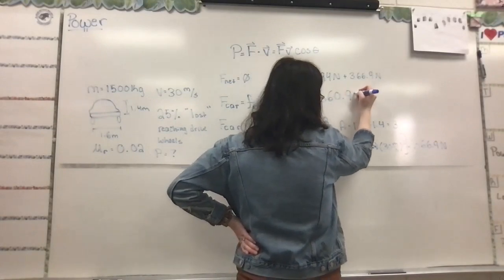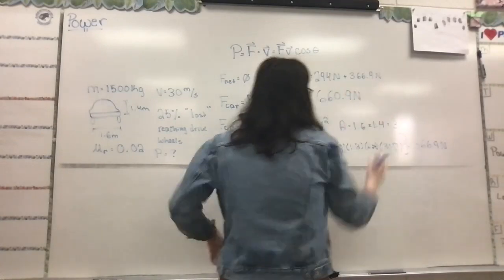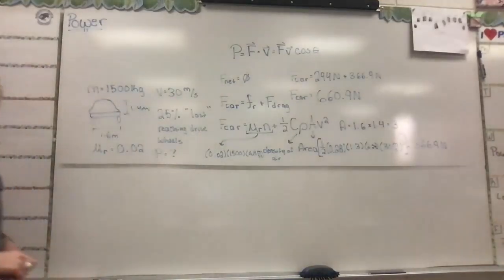What? Yeah. 600 what? 60.9. What are the units? Zero. All right. Okay. So what are we trying to find? Velocity. I don't know any pounds.